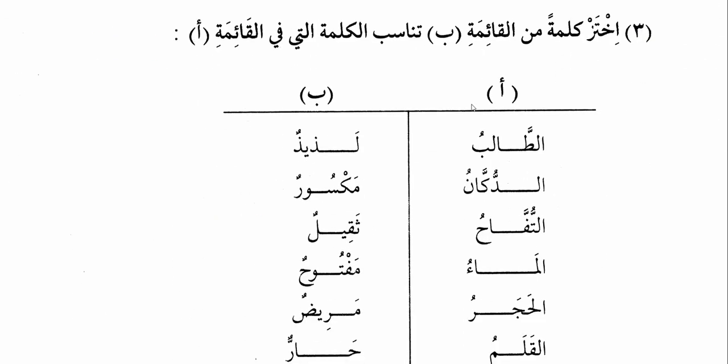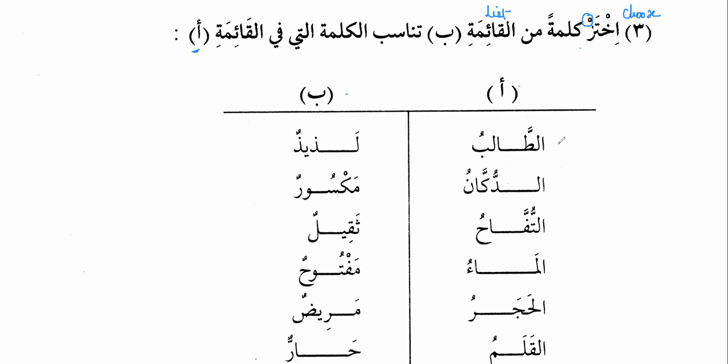Now, in exercise number 3, "ikhtar kalima min al-qa'ima" - ikhtar means choose. Choose the words from the list. Ikhtar is a command to choose. And tunasib means suitable words. Allati fil qa'ima hamza. There are two lists, hamza and ba. So they want you to choose the suitable words for the words in the list hamza.